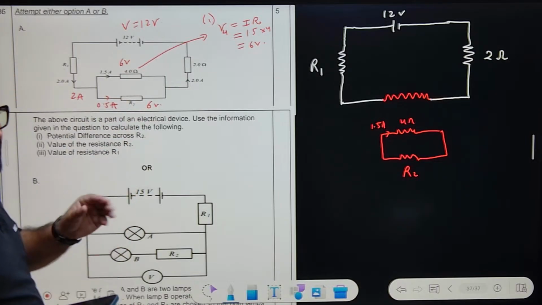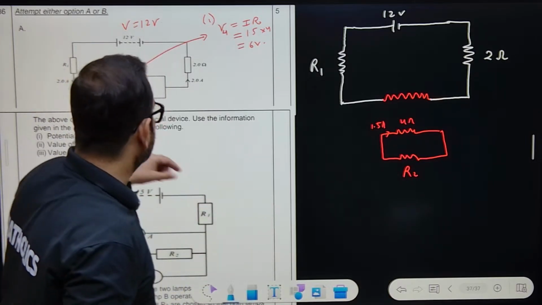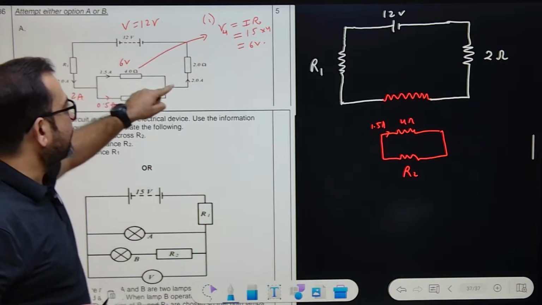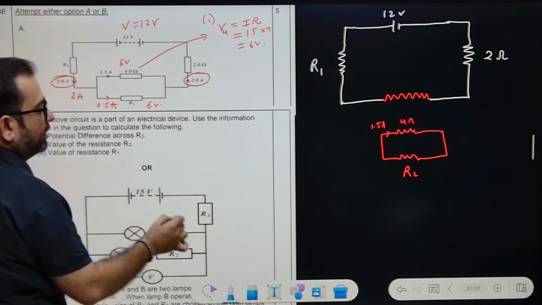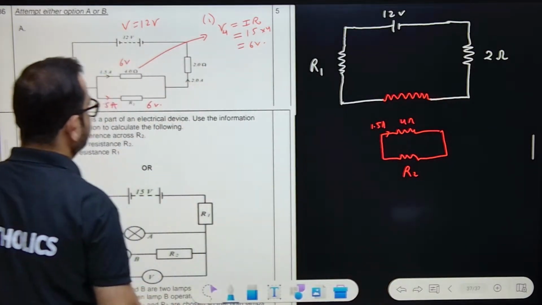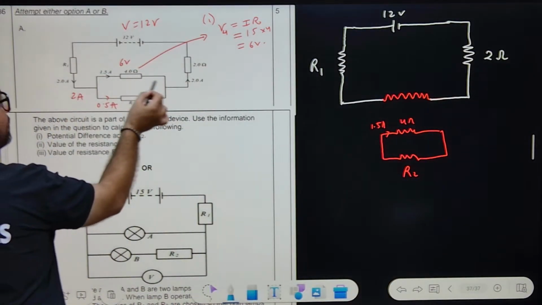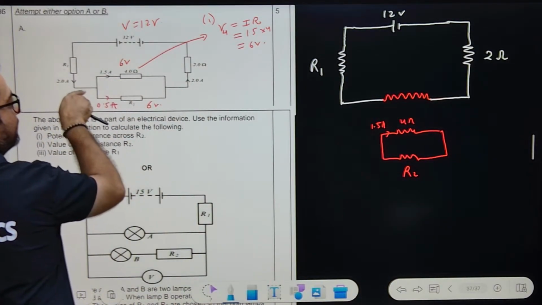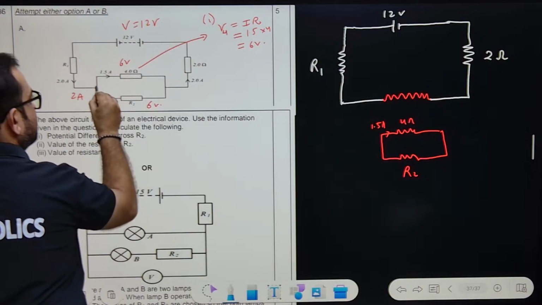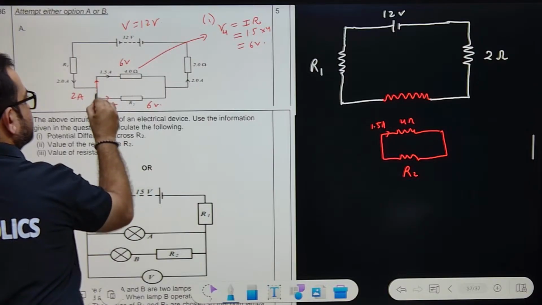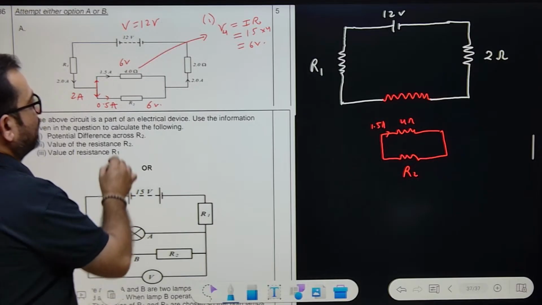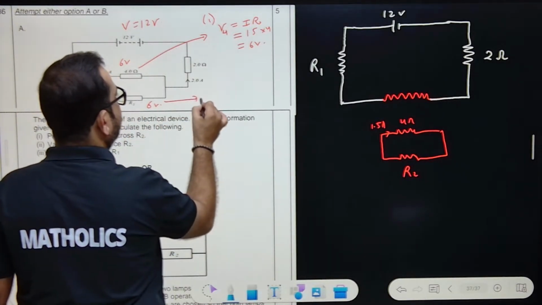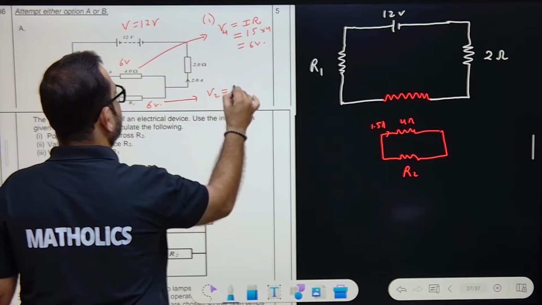Why? Because in parallel, current is divided. But the total current going here and coming out here is 2. See, this is 2 and this is also 2. So these are observations. So 2 ampere is coming, 2 ampere is going. So 1.5 is going towards this direction, and towards this direction will be what? 0.5 amperes.